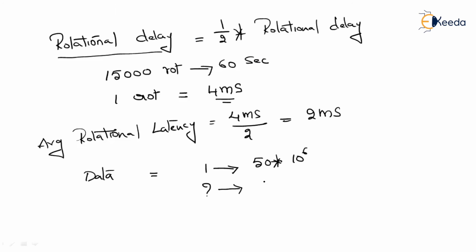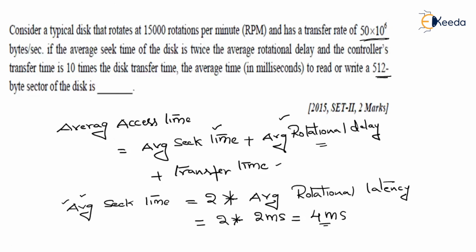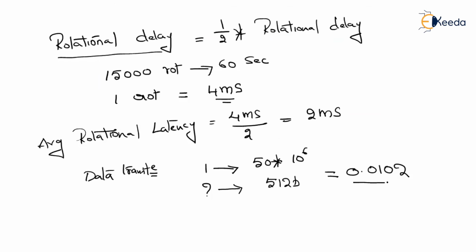How many seconds are actually required for 512 bytes? If you cross multiply, you are going to get 0.0102. So this is the data transfer time. Taking 50 into 10 power 6 bytes per second, based on this we need to consider the 512 bytes transfer, so that will be equal to 0.0102.